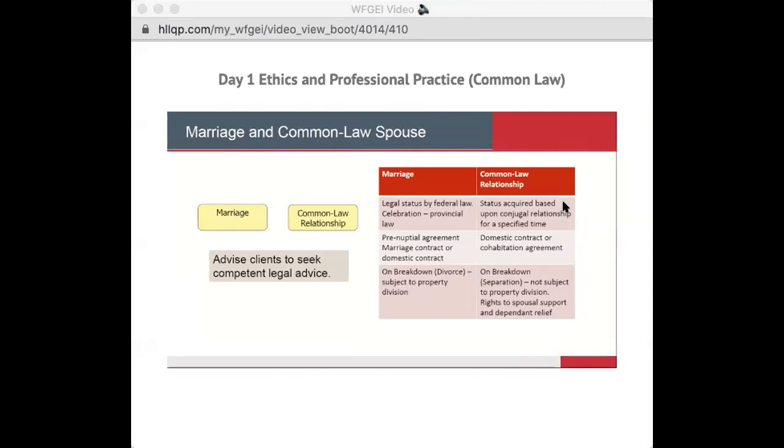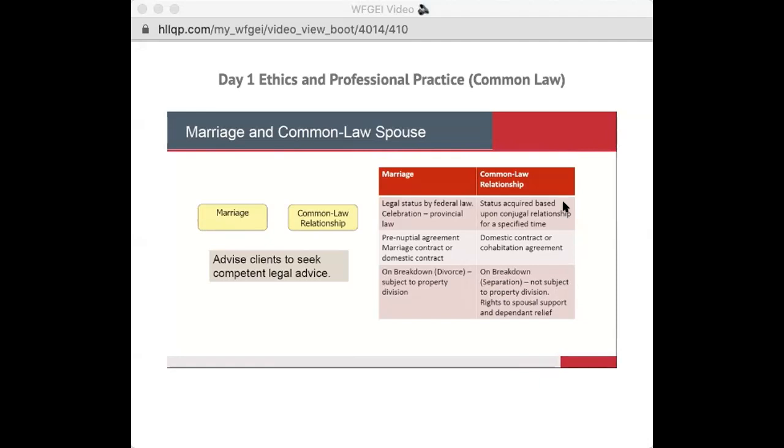The government of Canada, the federal government, basically says that if you are living in a conjugal relationship with that person, with that spouse, for 1 year, then for income tax purposes you are considered married. And that's the only time federal law says anything at all about the common law relationship. Other than that, it's the provinces who dictate the definition of common law.